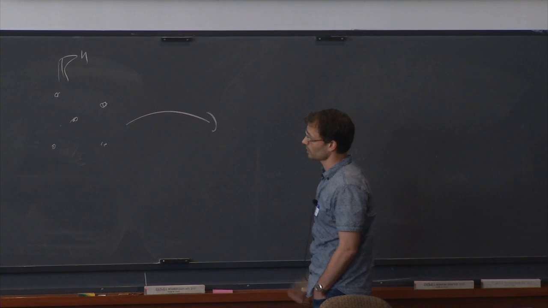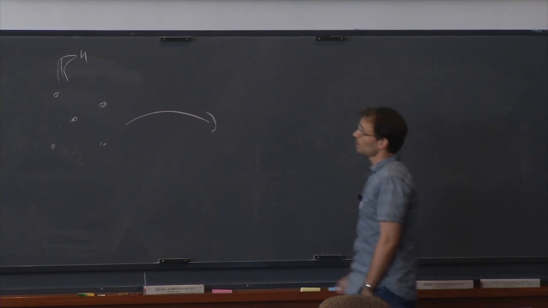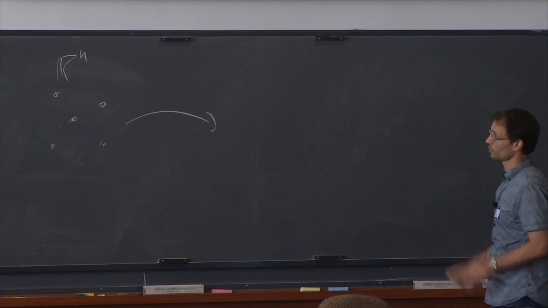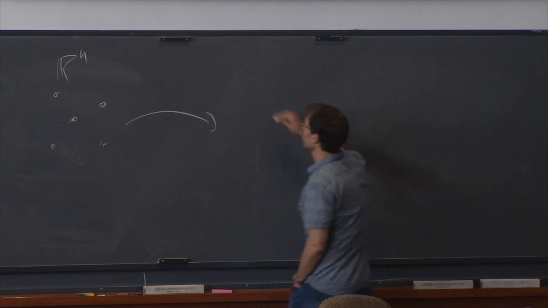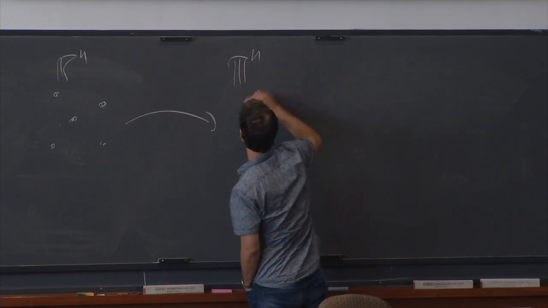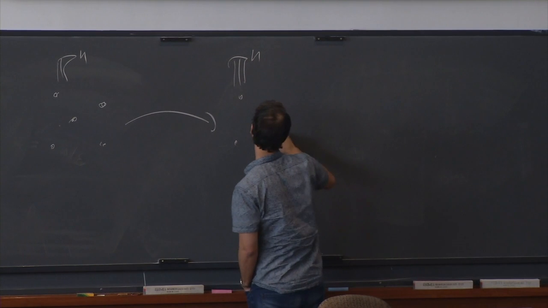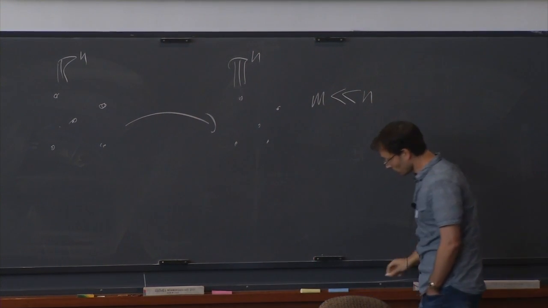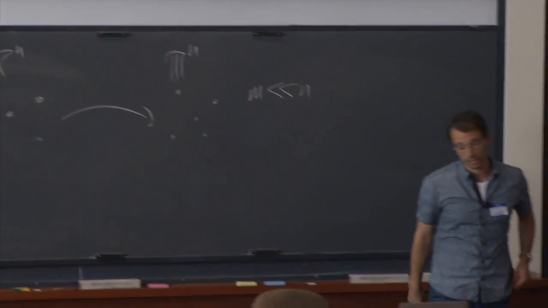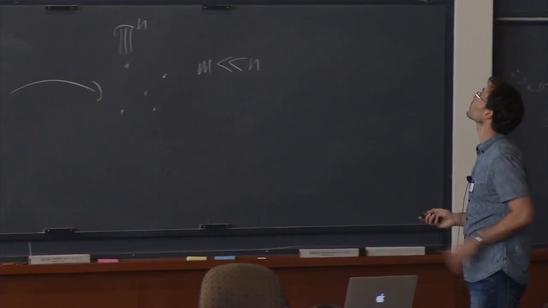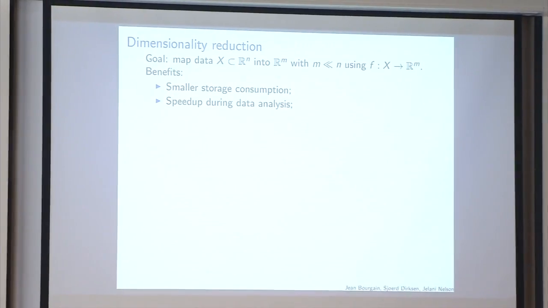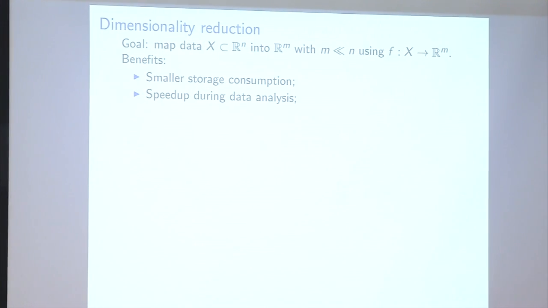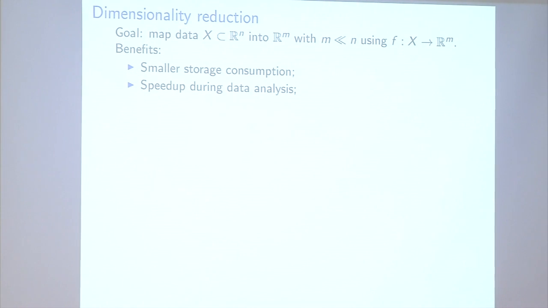And since this is expensive or maybe not even feasible because we have storage issues, we want to embed this set into a lower dimensional space. And preferably, we would like to reduce the dimension as much as possible. Okay, so that's what's written here. And well, these benefits should be obvious to this audience, I would say.